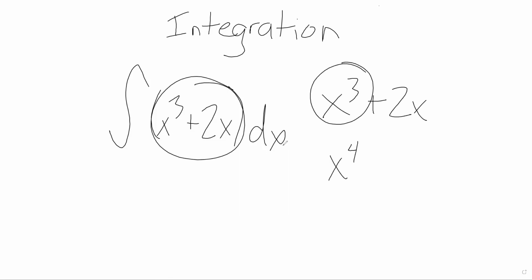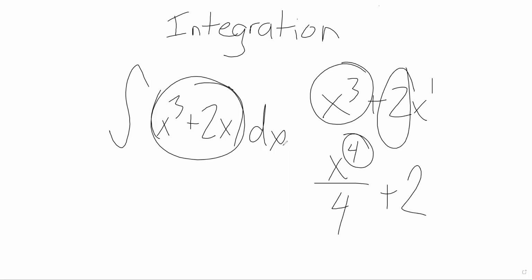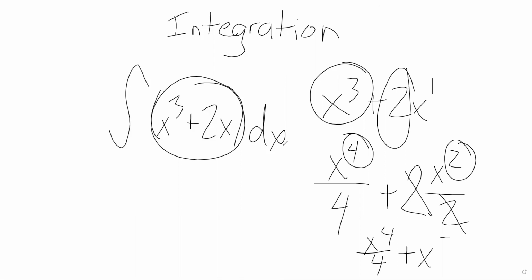So we're going to get x to the 4th. And then we're going to divide by this value over 4. Plus, pull out the 2. You can pull that out in front. This is x to the 1. So it's going to be x squared over this value, 2. These 2's cancel out. And you're left with x to the 4th over 4 plus x squared. Okay. That's your final expression.